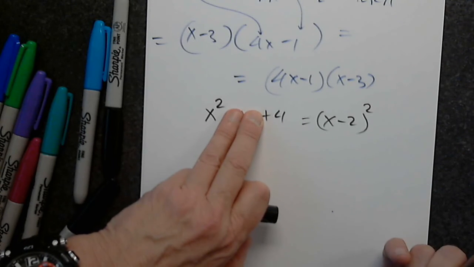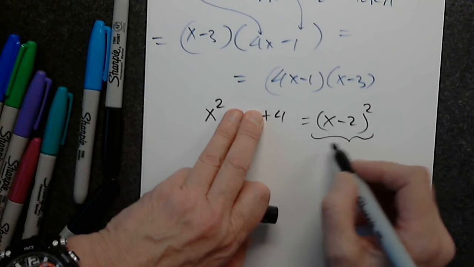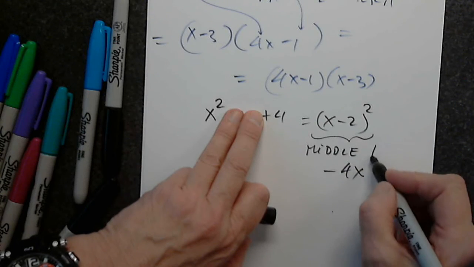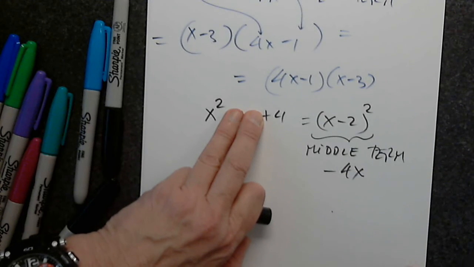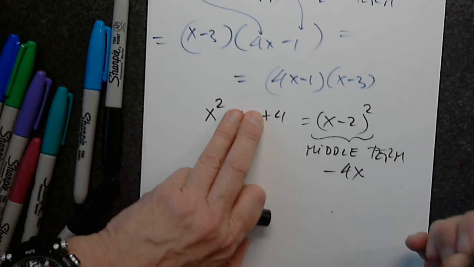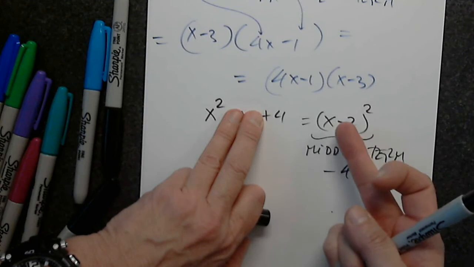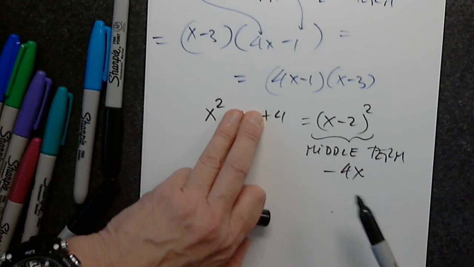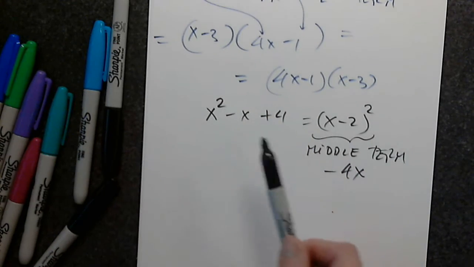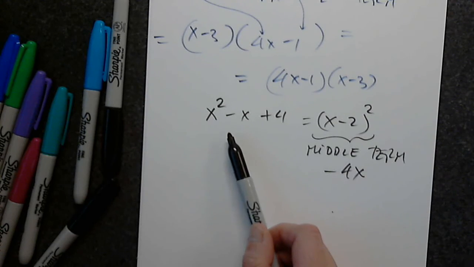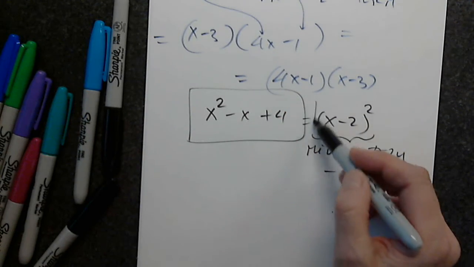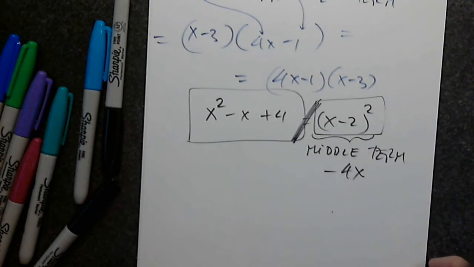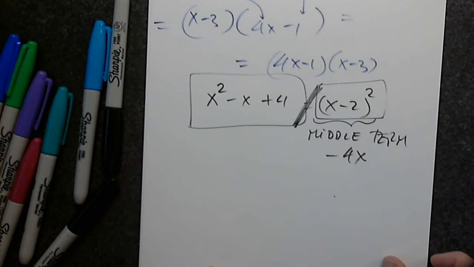Not so fast, you should say. Hold on. What is the middle term here? Yes, it's negative 4x. Middle term, as we studied last time, first term squared minus 2 times the first times the second plus the second term squared. The middle term here is negative 4x, but look at the middle term here. Can this quantity equal this quantity then? No, they're not the same. So don't jump into conclusions.